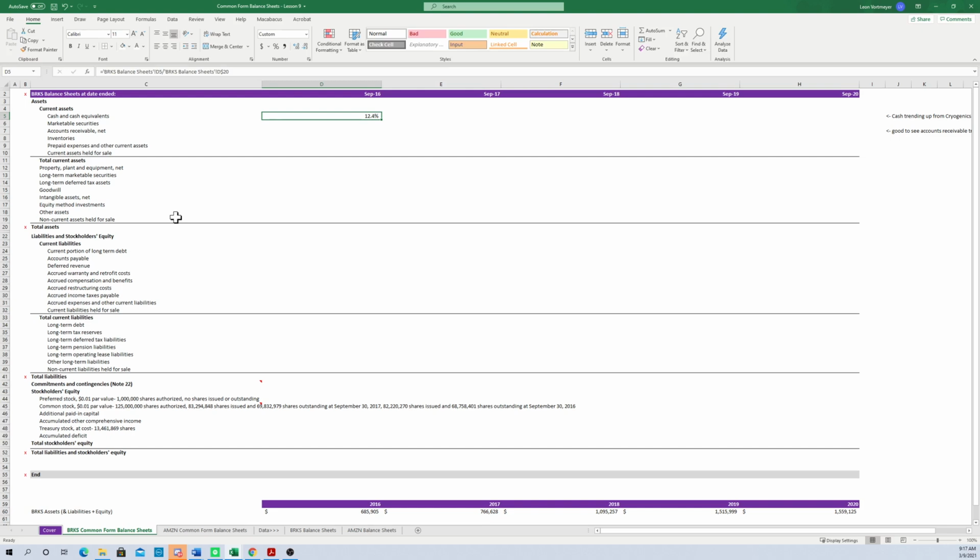So we see now that cash and cash equivalents at the end of fiscal year 2016 for Brooks Automation was 12.4% of total assets or total liabilities and equity, however you want to view what we're doing here.